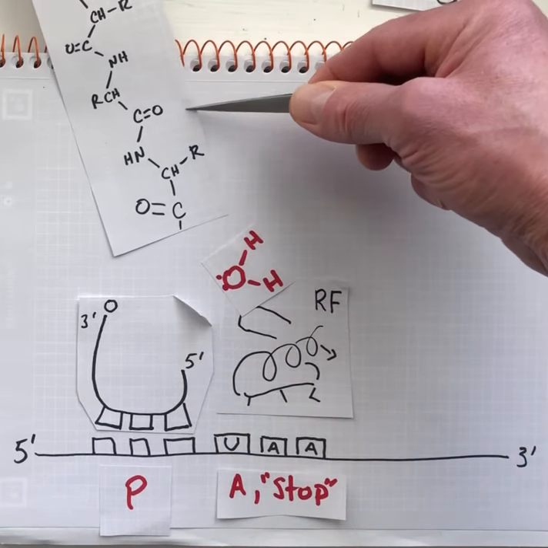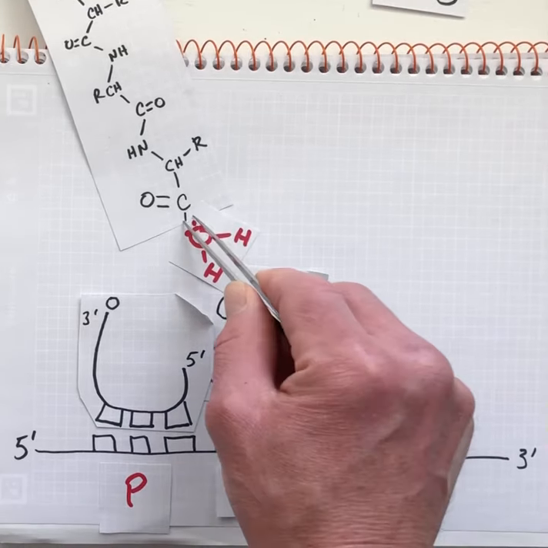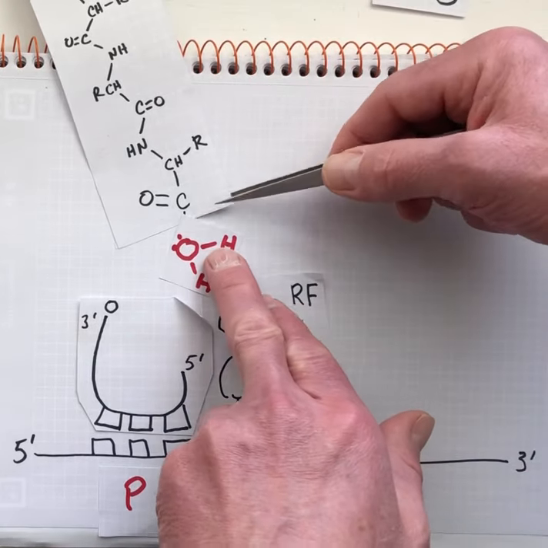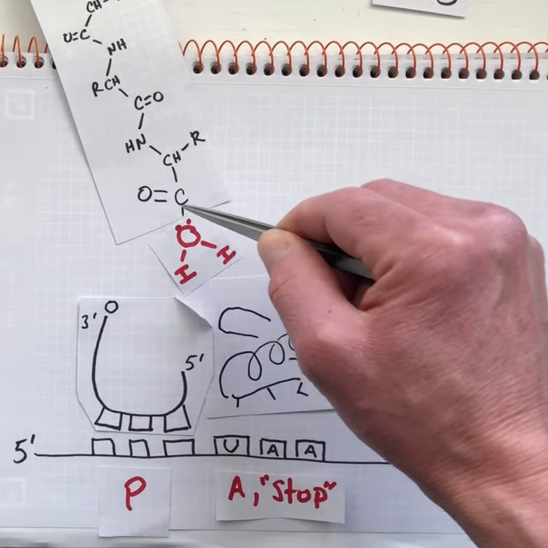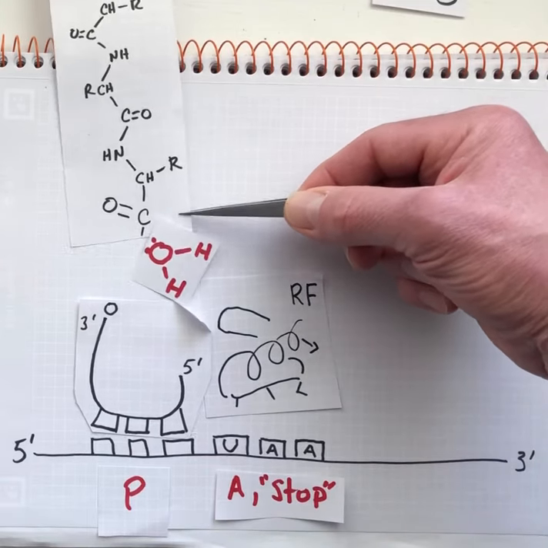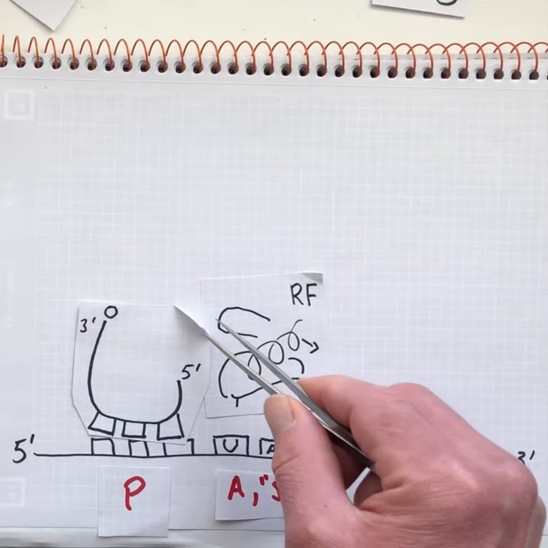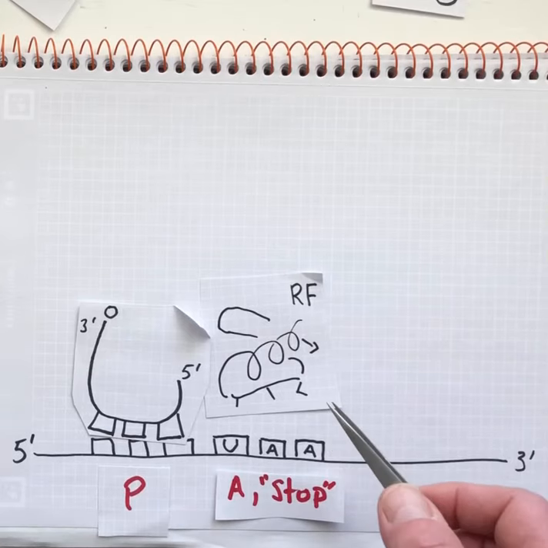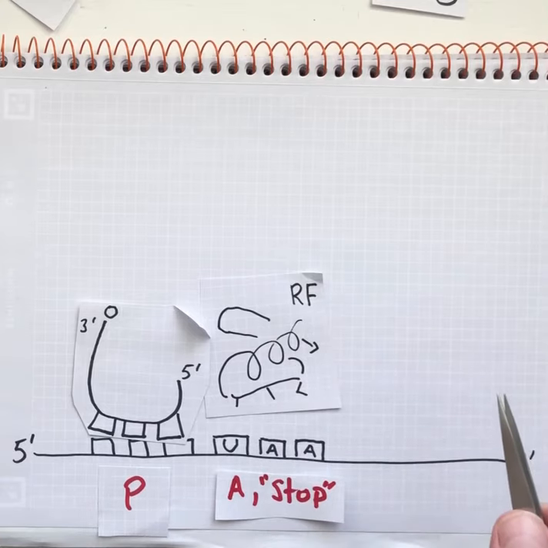But here, in this situation, assisted by release factor, water does enter and makes nucleophilic attack on this carbonyl center, and what that does is it creates the free carboxy terminus of the polypeptide, which is now able to leave the ribosome. So this becomes the carboxylic acid functional group of the finished polypeptide, and it will leave as a completed unit. And now the ribosome disassembles and goes and looks for a new start codon to start synthesizing a new protein, potentially on a different RNA molecule.